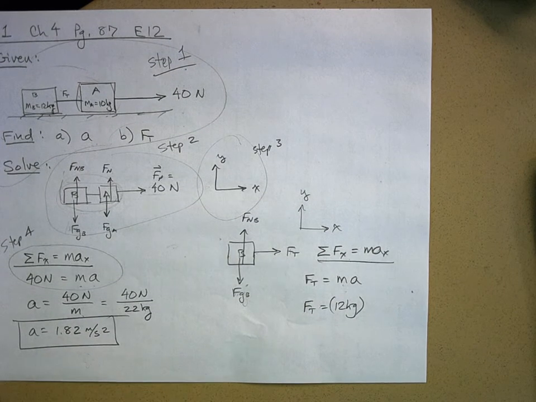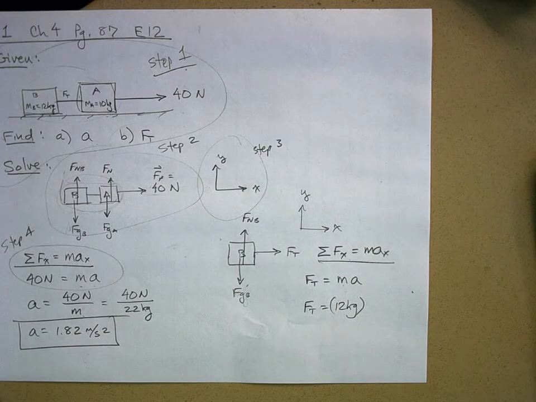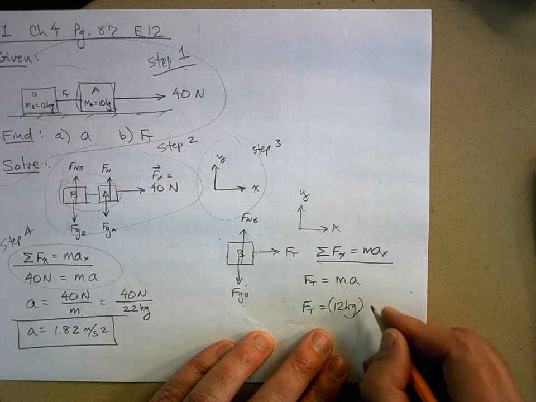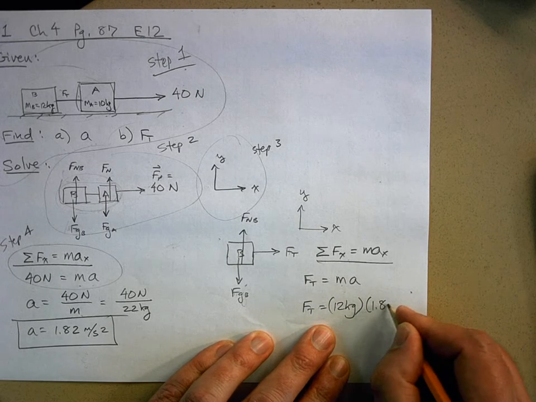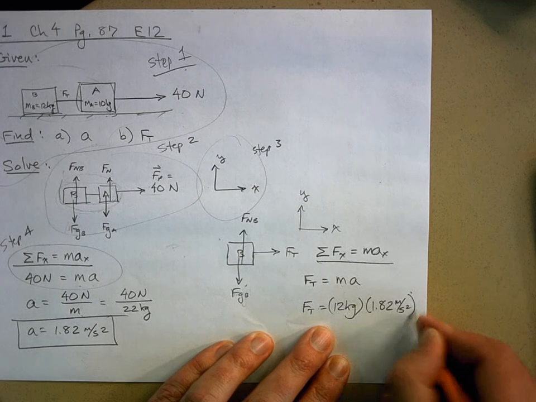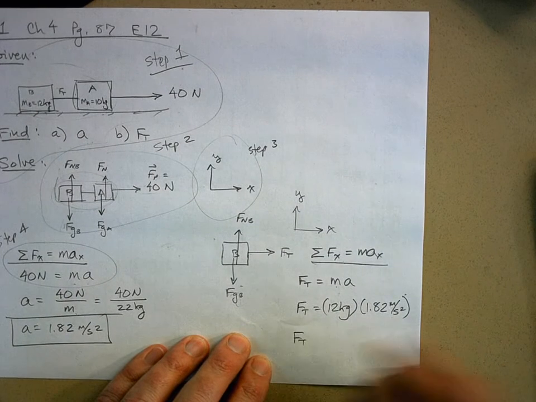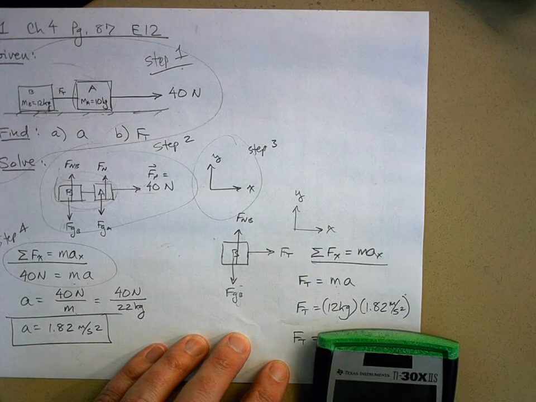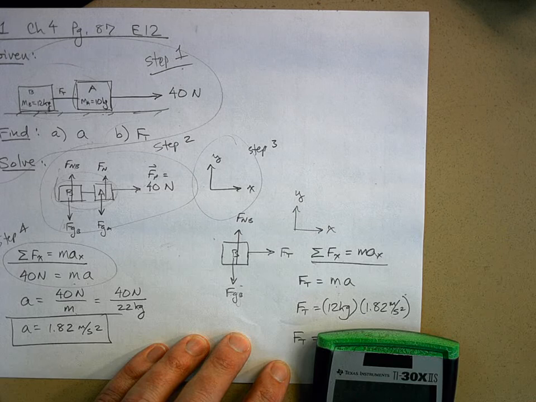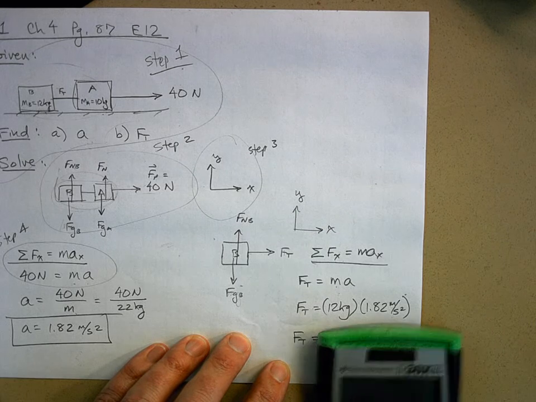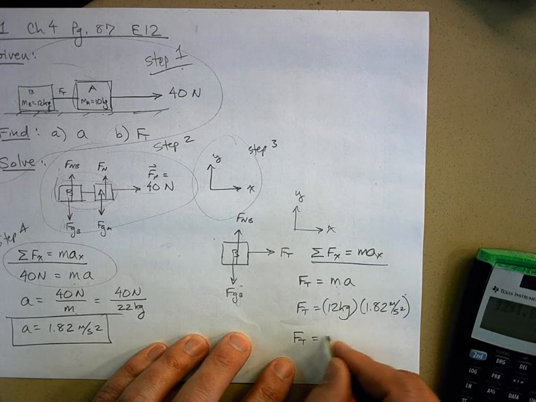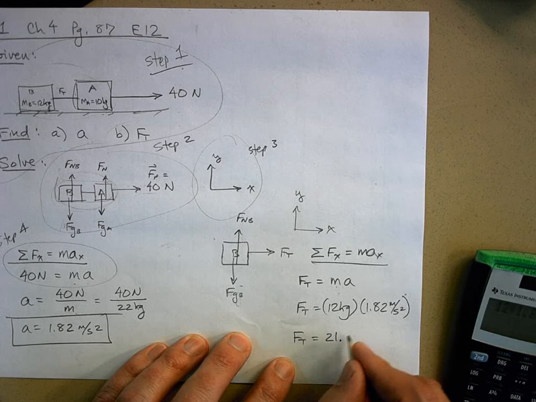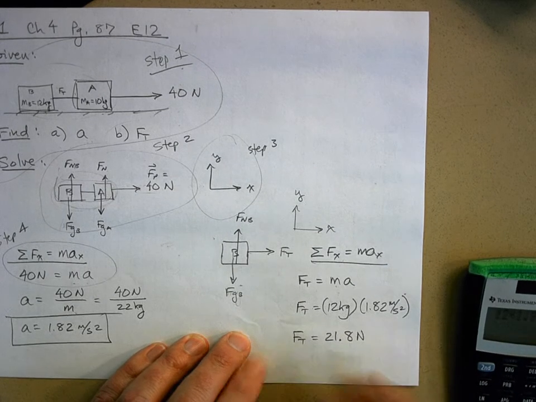The acceleration of the system is 1.82 meters per second squared. That is the acceleration of crate B. Are you getting this? Okay, don't drift away. Class is almost over. 1.82 meters per second squared. And now the tension force in that string must be 12 times 1.82 equals, and you get 21.8 if you round off, newtons.